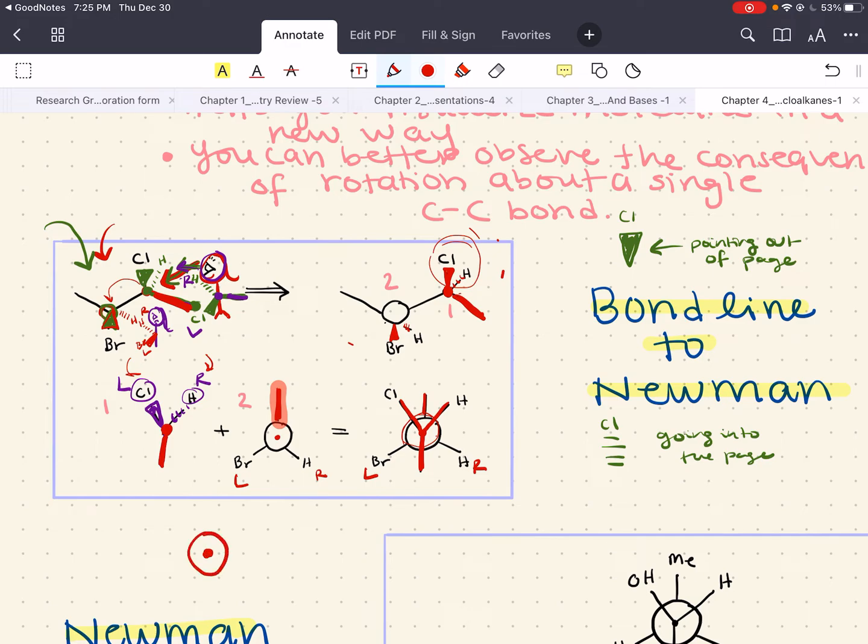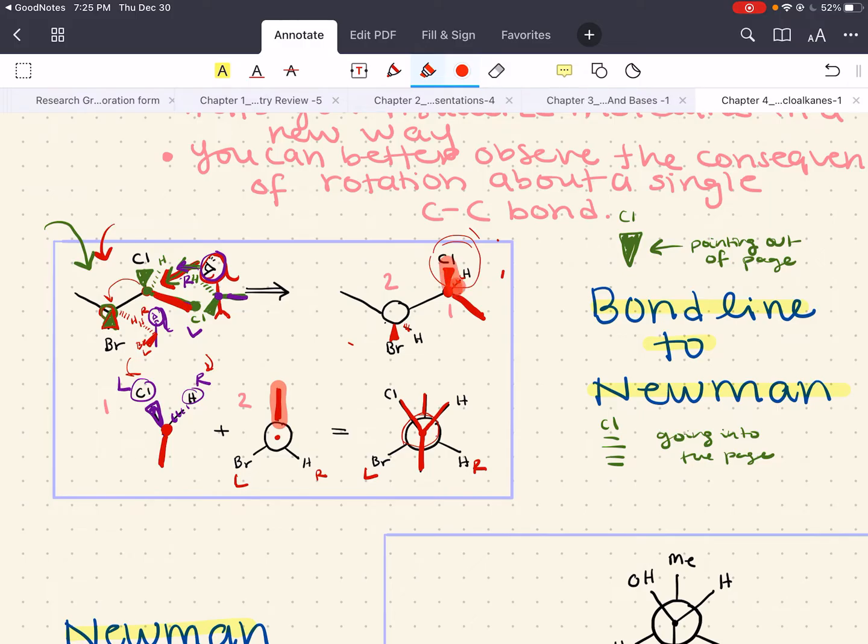your front carbon and your back carbon, and if your front carbon has things going at the bottom, then your back carbon has to have its two substituents going to the top. Anyways, so we drew our front carbon and we drew the substituents appropriately.